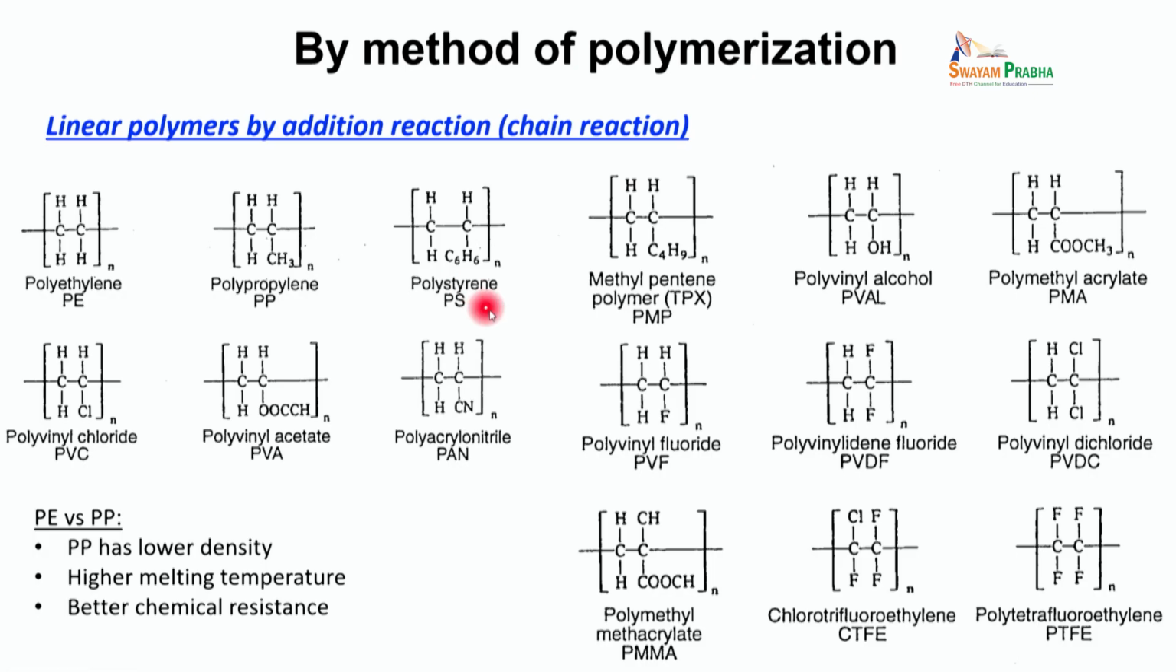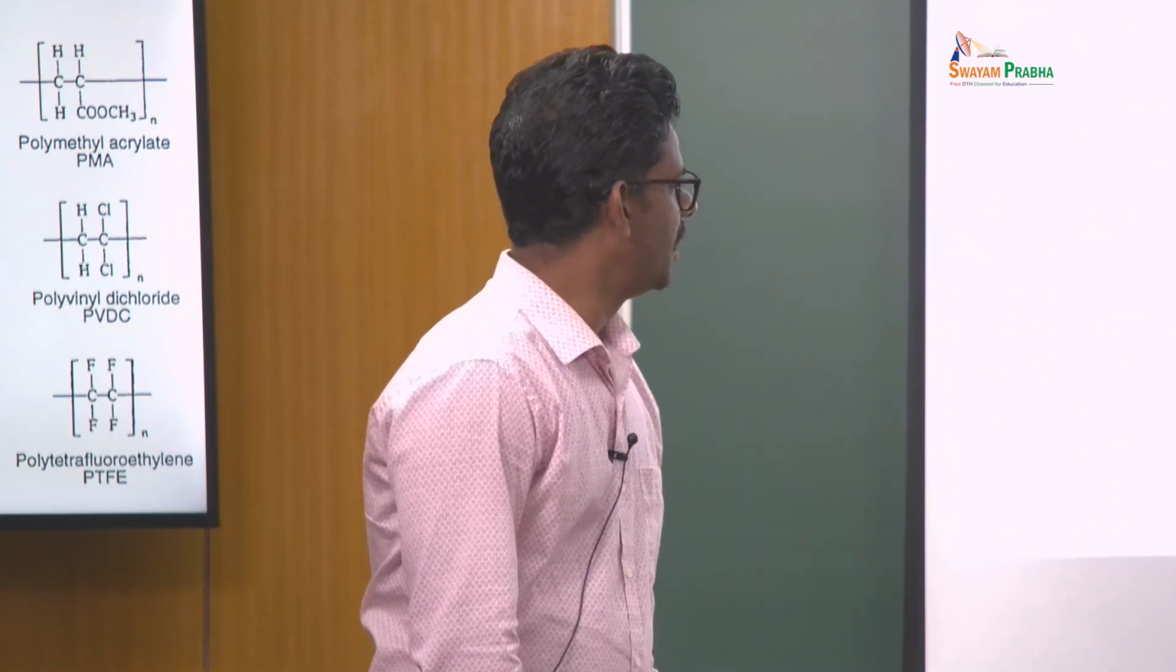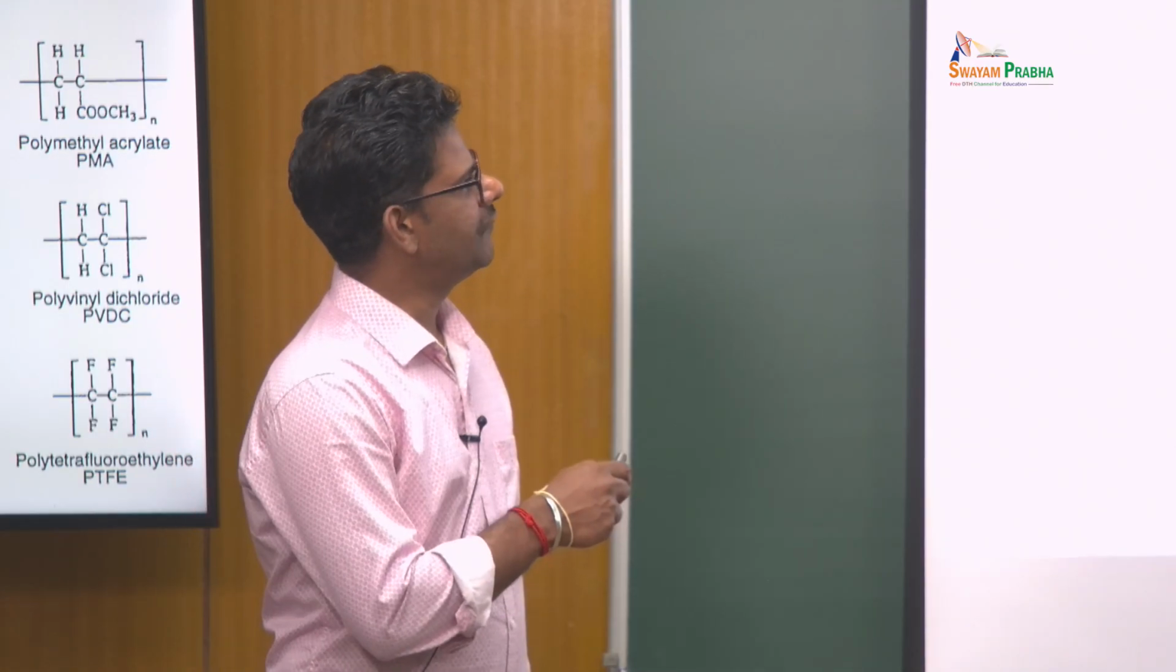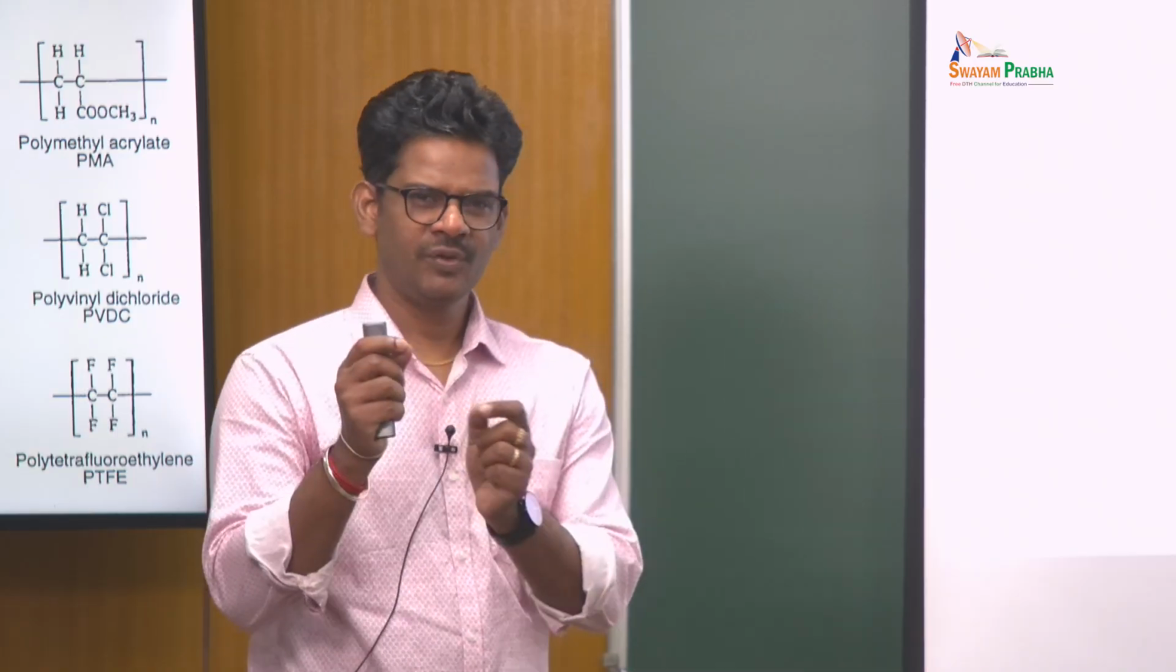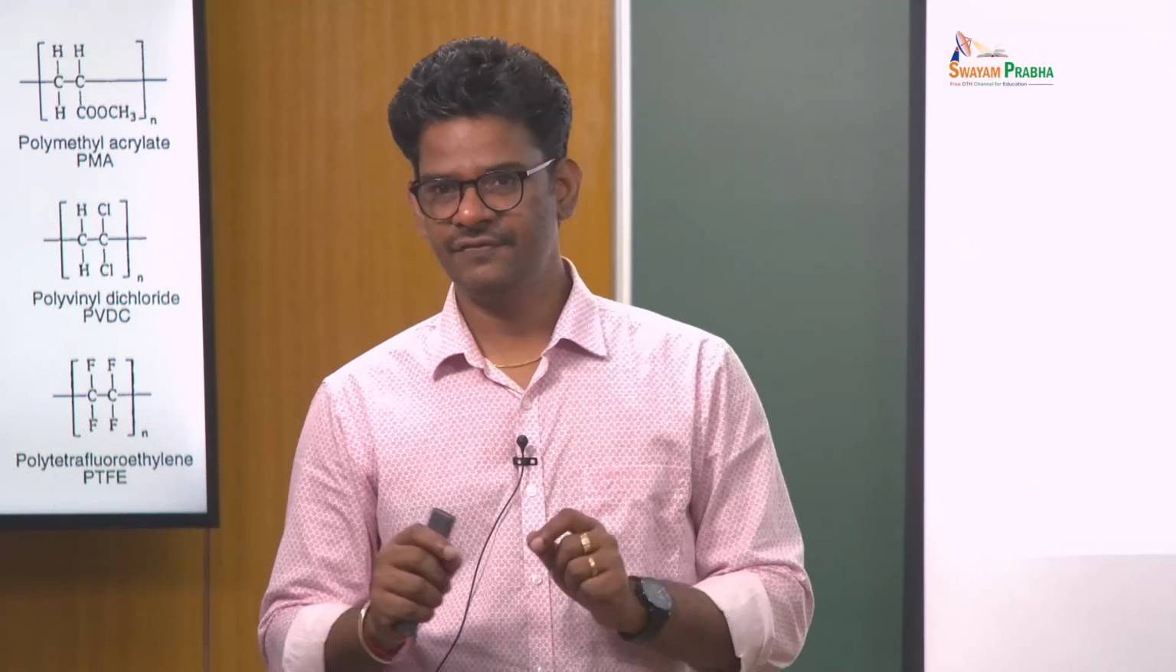Then there are various others: polyvinyl alcohol, polymethyl methacrylate, PVC, PVA, polyacrylonitrile, PVF. These are all a set of polymers typically formed through this kind of chain reaction, which includes free radical, anionic or cationic initiation. Now even though they all look similar and maybe only the side group is changing, you will see a lot of difference in their properties.